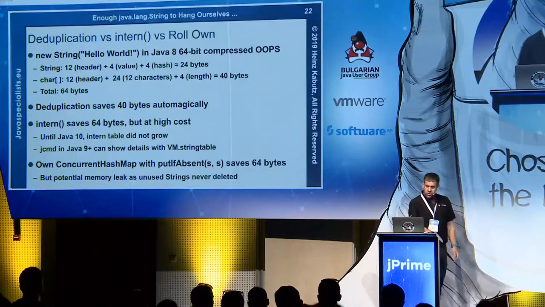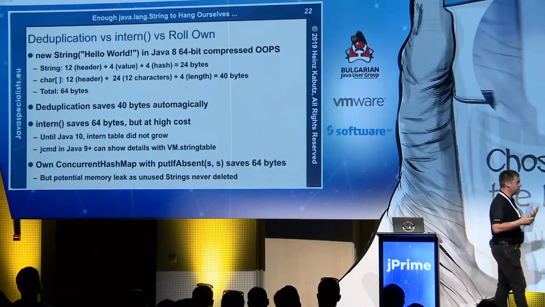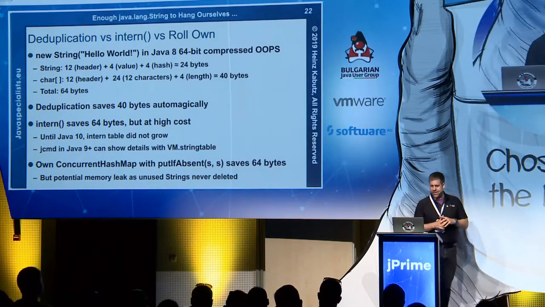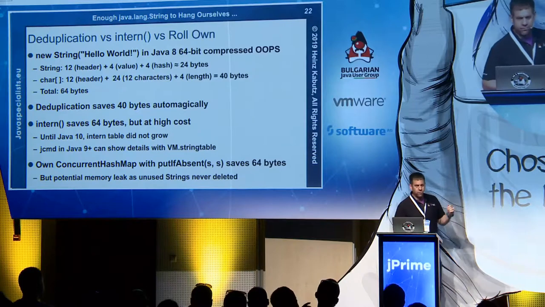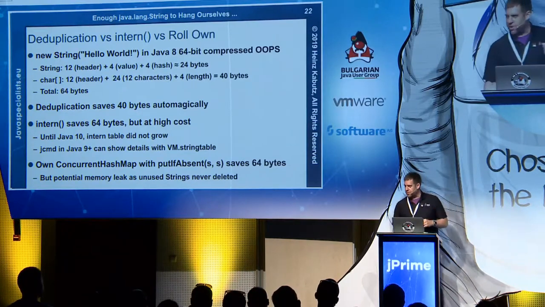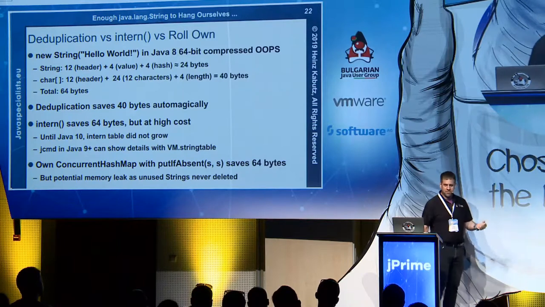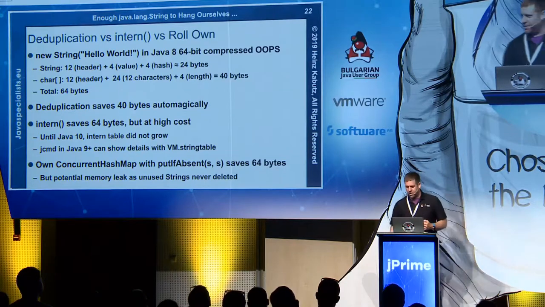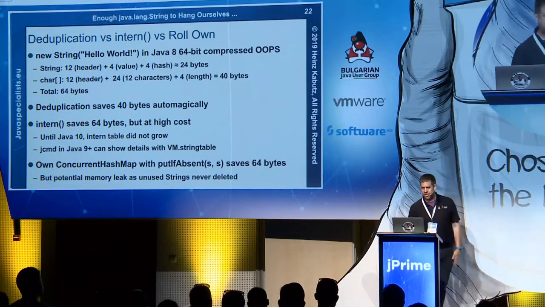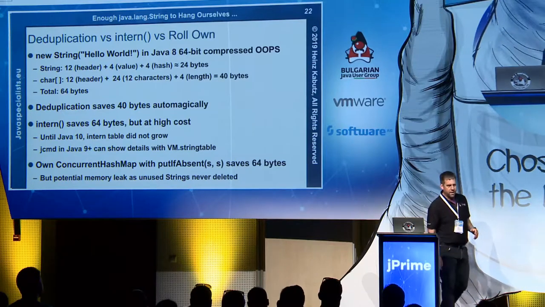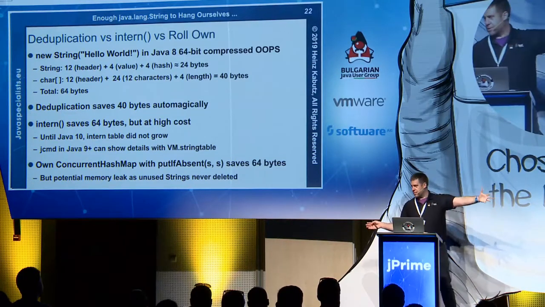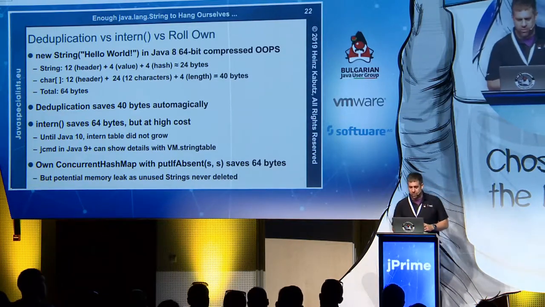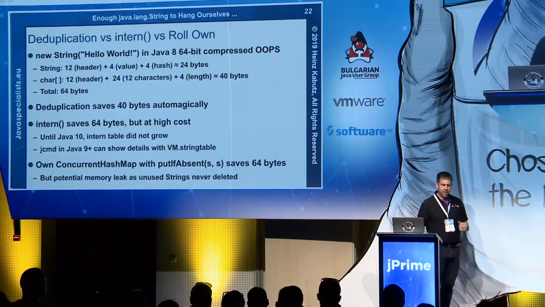All right. Now, you could also use your own ConcurrentHashMap and use putIfAbsent to create your own little intern table. This is a good idea if you are sure, famous last words, that your set of strings is bounded. If it's an unbounded set, you're going to have a problem. It's going to be a memory leak. But if it's a bounded set, say maybe 1,000 strings, and it's always one of those 1,000 strings, you can improve your performance quite substantially by using a ConcurrentHashMap with putIfAbsent. It's just that the strings in there never get released.